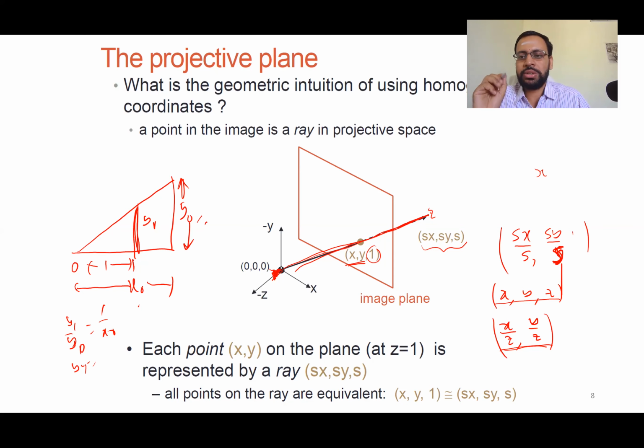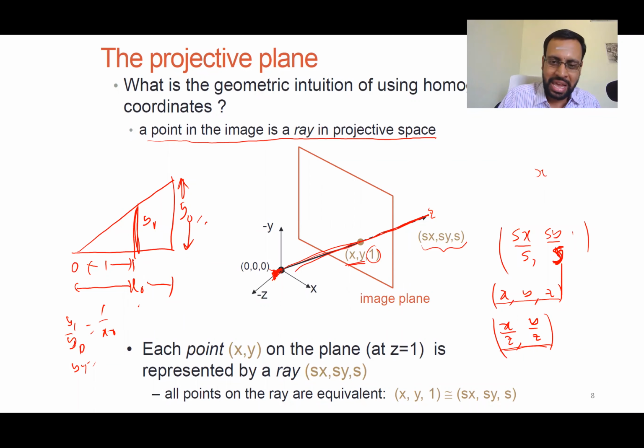Projection is, you have a 3D object, and you are projecting it onto the 2D plane the very moment you are taking an image of it, because an image is 2D. Depending on which distance you are at, and what your camera parameters are, you get a projection of it. So a point in the image is a ray in a projective space. You do not really perceive the depth there. Any of these points can correspond to this.